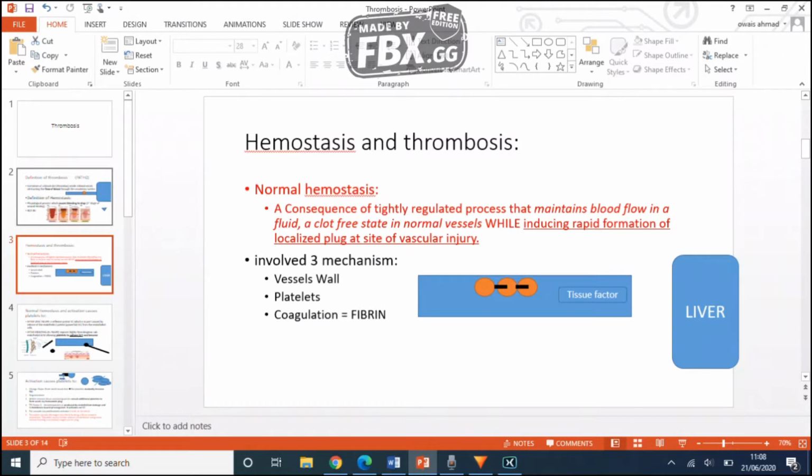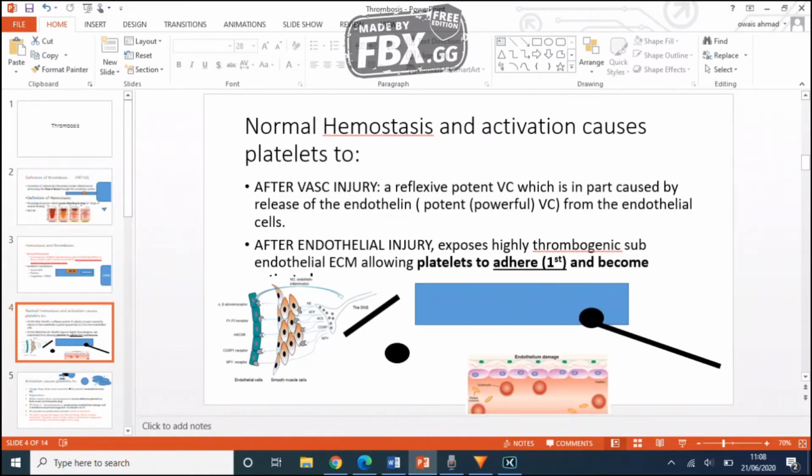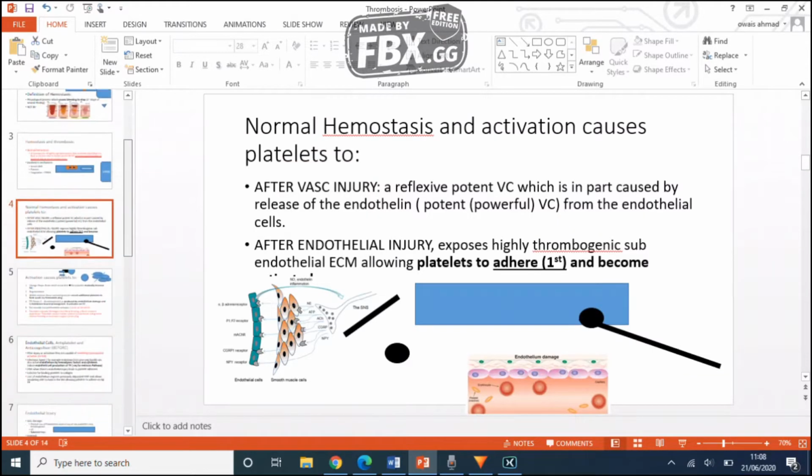A thrombus involves platelets, the coagulation factors, and the blood vessel wall. So yeah, coagulation. Now guys, let's move on to what is normal hemostasis.